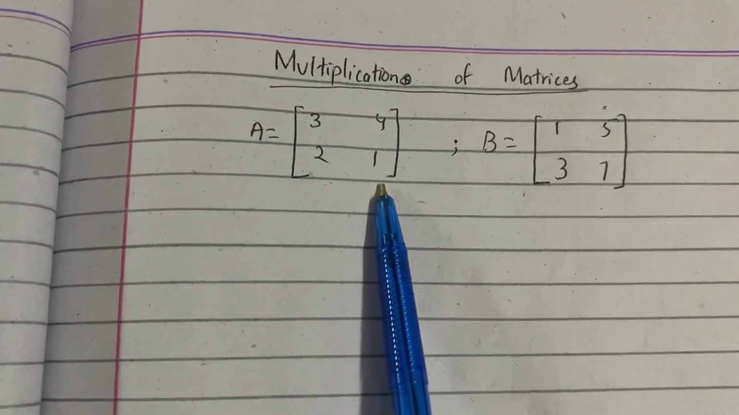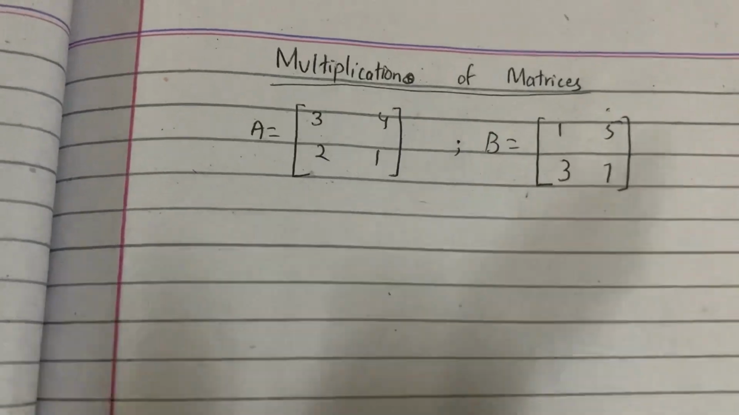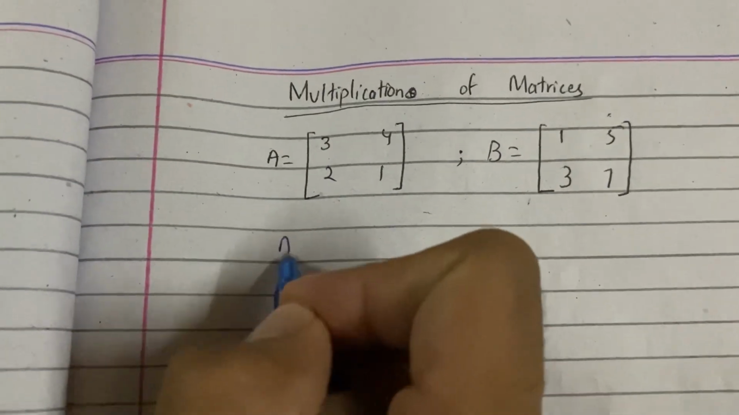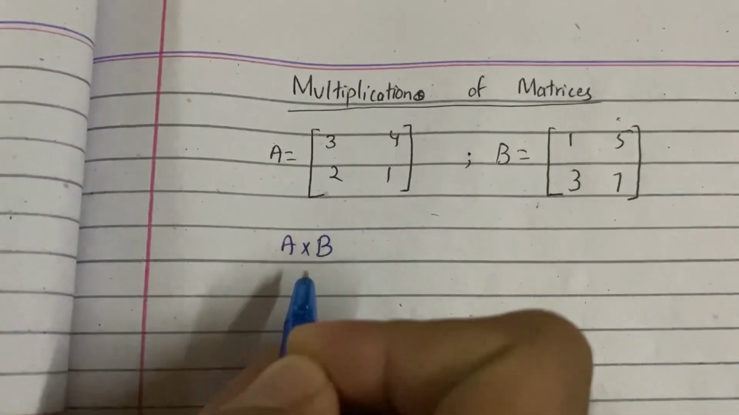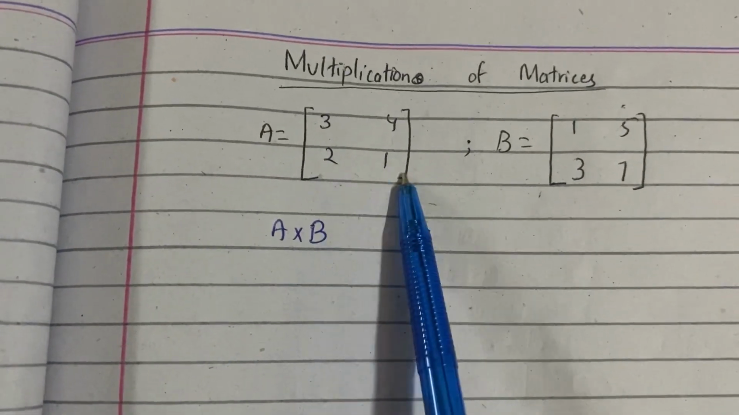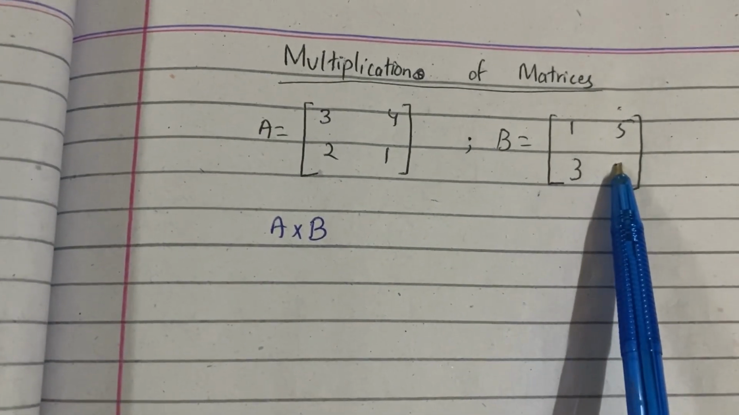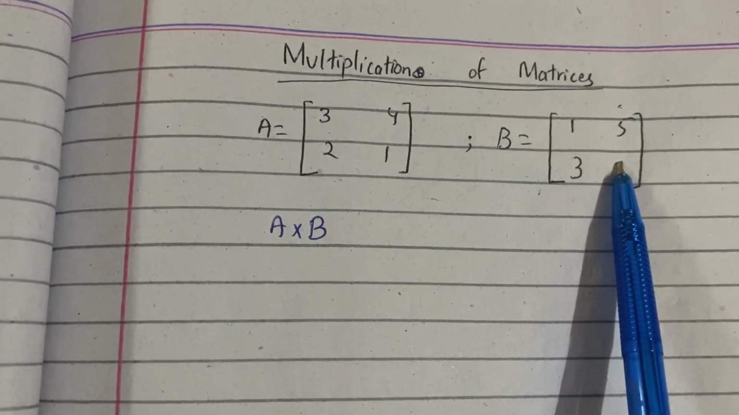The condition for multiplication is, if you are multiplying A with B, the number of columns in matrix A should be equal to the number of rows in matrix B. So this is the condition for multiplication.